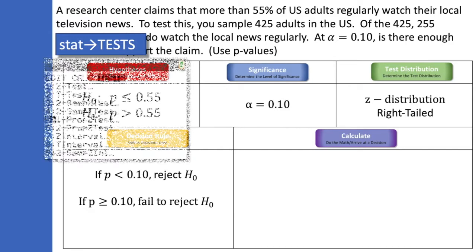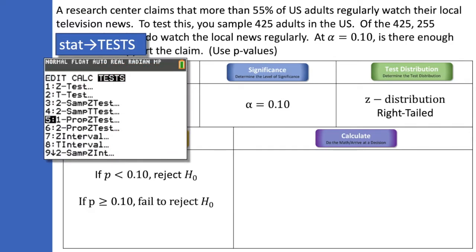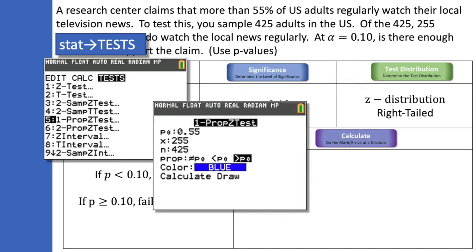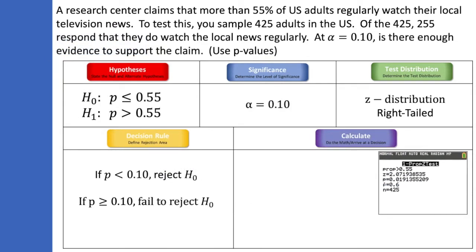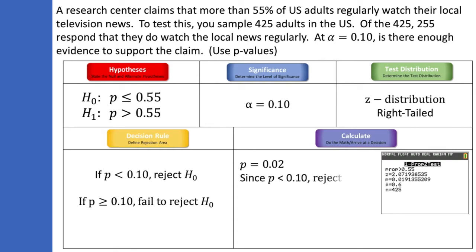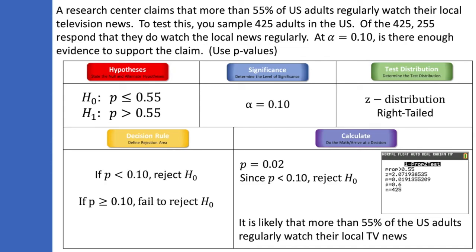Back to Stat, Tests, and down again to one prop z-test. Plug in everything we know. This time they gave us the x value of 255. We're doing a right-tailed test, and we hit calculate. And we get a p-value of 0.019. So we'll take our p-value, rounding it up to about 0.02, compare that to our decision rule, and since 0.02 is less than 0.10, we'll reject the null. So it's likely that more than 55% of US adults regularly watch their local TV news.